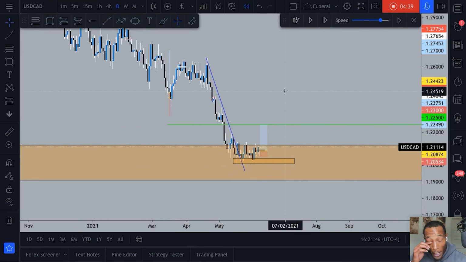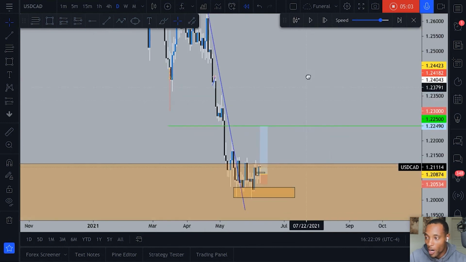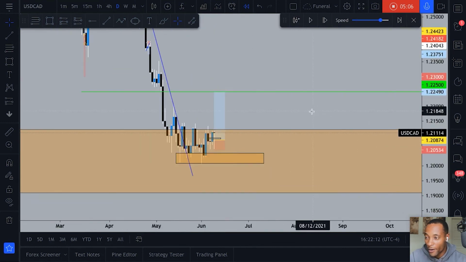We've come into this support area on the monthly where we have previously had big buying pressure, and we're starting to see signs that the sellers are losing control. The bulls are starting to gain control simply because we're not breaking structure to the downside. We've broken our downtrend and we're starting to see more bullish blue candles. So our bullish candles are starting to get bigger than our bearish candles.